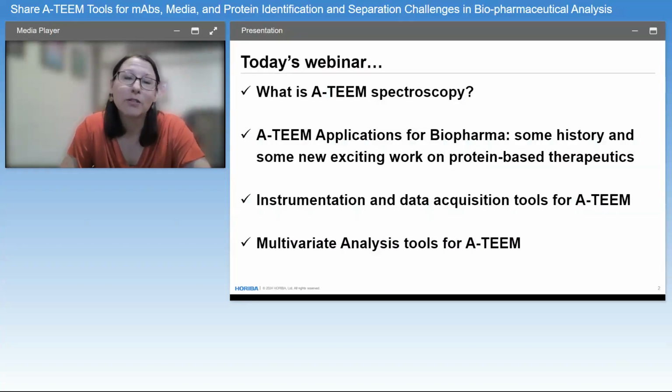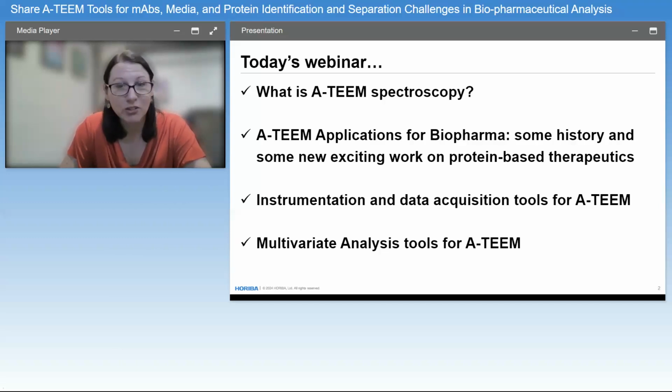First, an overview of what we'll talk about today. I'll give an overview of A-TEEM spectroscopy and the benefits of this method. Then I'll give a few examples of applications for biopharma, some history of the A-TEEM method and how it was first used, and some new exciting work that we have to present on more protein-based therapeutics.